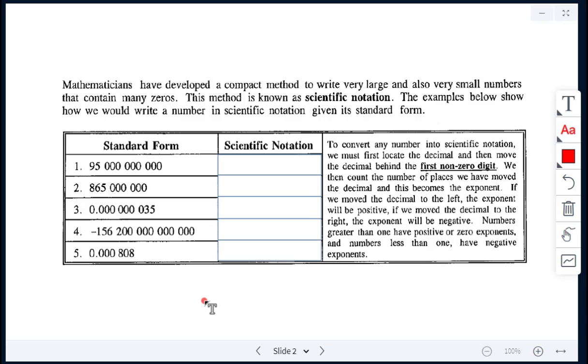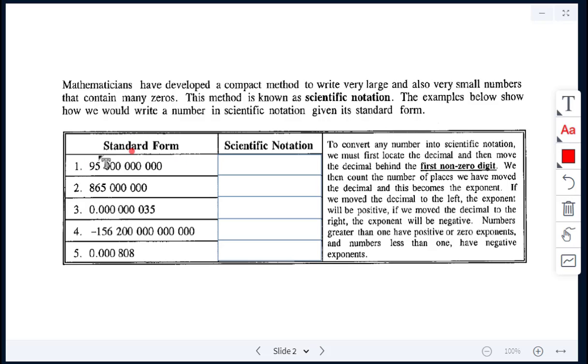If you move the decimal to the left, the exponent will be positive. If you move the decimal to the right, the exponent will be negative. Numbers greater than 1 will have positive or 0 exponents. Numbers that are less than 1 will have negative exponents. All right, so let's look at our first example here.